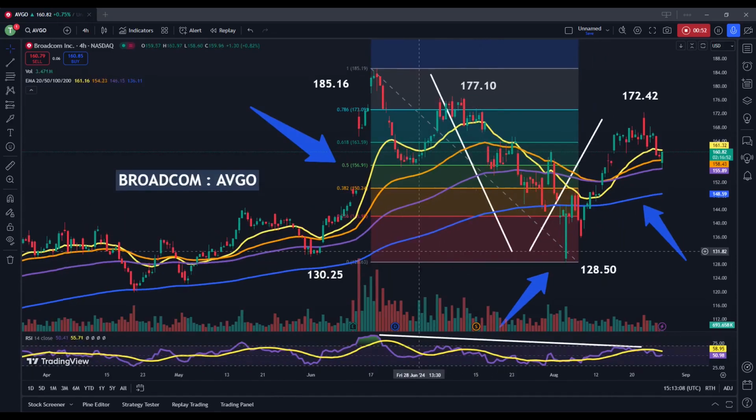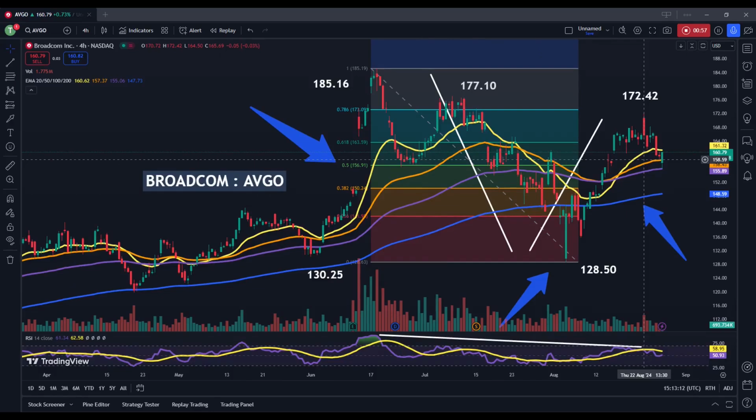So as things currently stand, as you can see, the near-term high comes in at 172.42. And this is quite a critical resistance zone because, as I mentioned in prior videos, I left this resistance zone in place on this chart. I did not change any of the chart markings here.